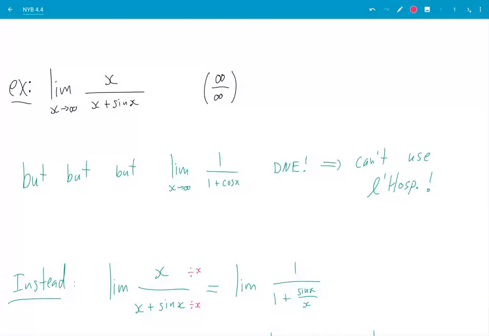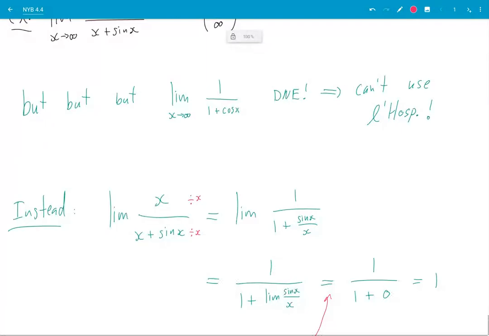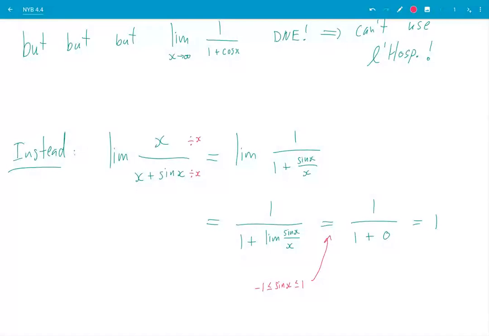I'm going to divide top and bottom by x. And that'll work out. When I divide top and bottom by x, I get this item appearing here. Now, the limit of that item is indeed 0. There's no worries about the wave property of sine.